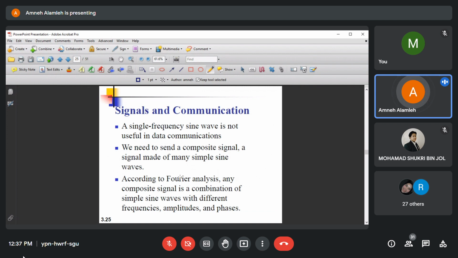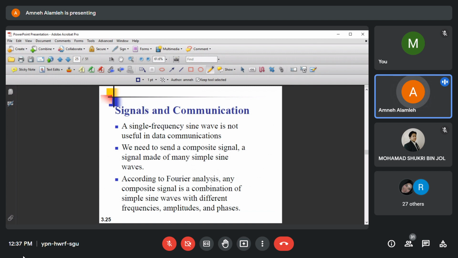Signals and communication. A single frequency sine wave is not useful in data communications. Usually, data communications contain more than one single wave. So we need to send a composite signal, a signal made of many simple sine waves.